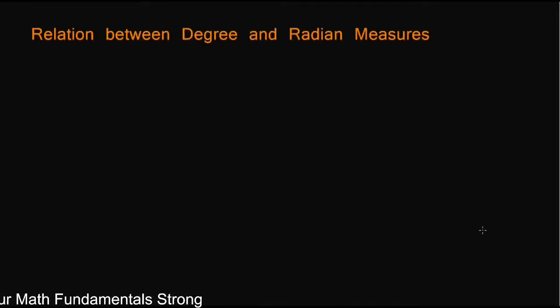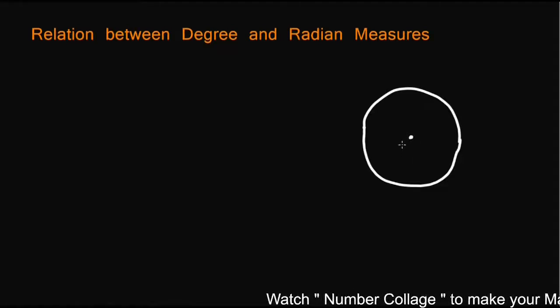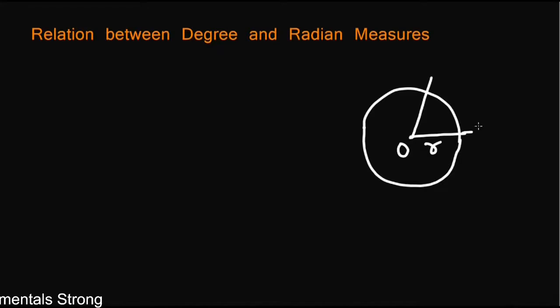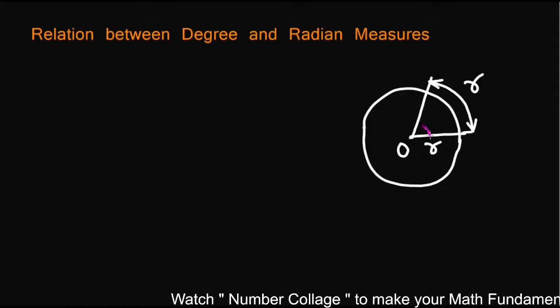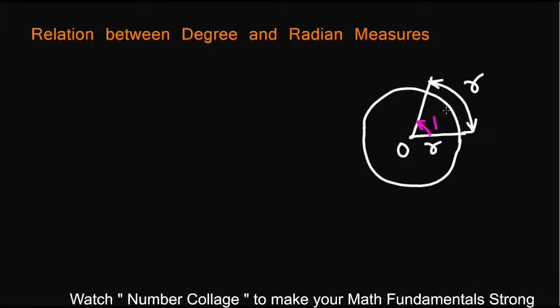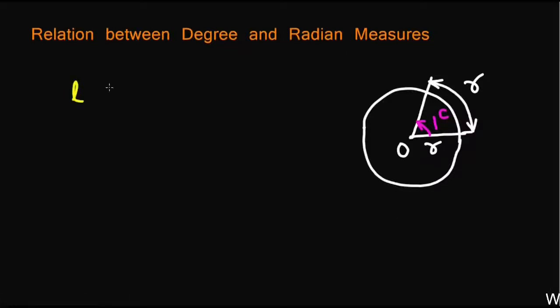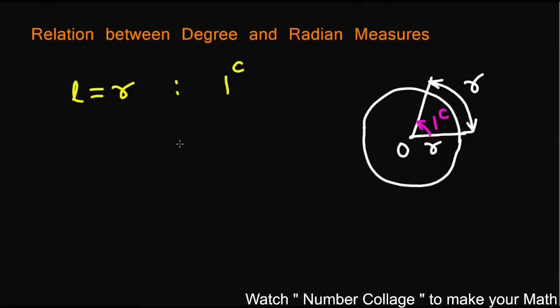Let us understand the relation between degree and radian measure. Consider a circle with center O and radius r. We have seen that when the length of the arc equals the radius of the circle, then the directed angle made at the center of the circle is 1 radian. Now we can argue that when the length of the arc L equals radius r, then the angle made at the center of the circle is 1 radian.